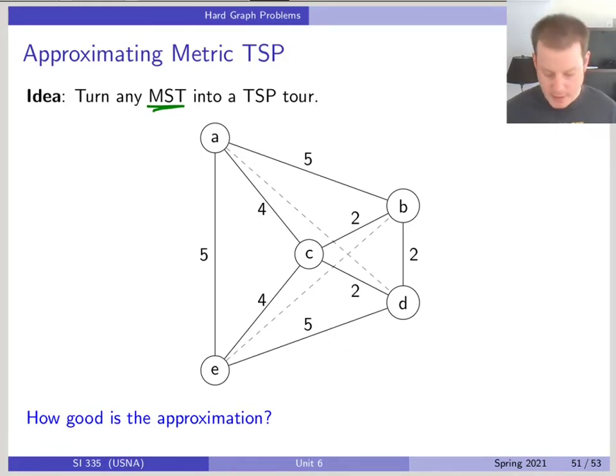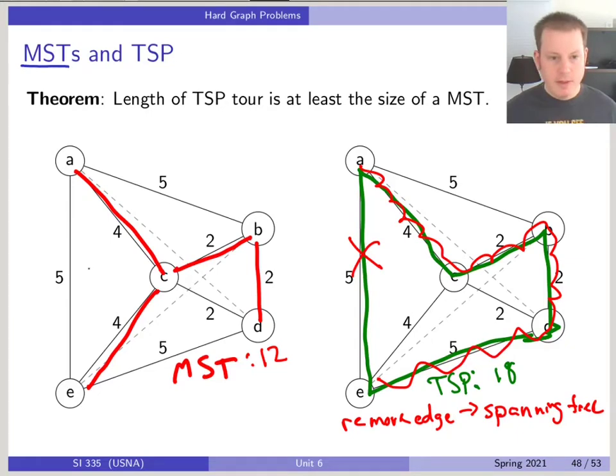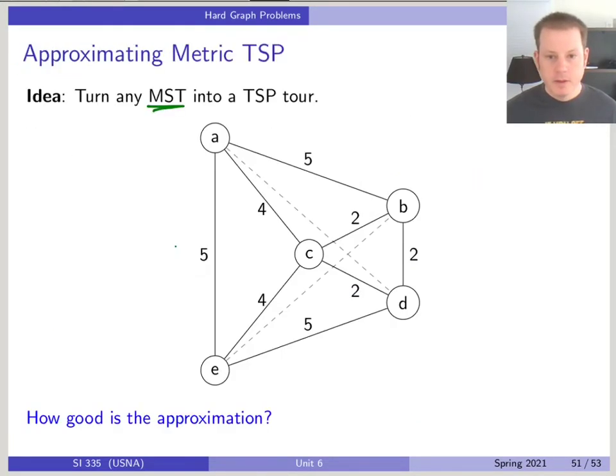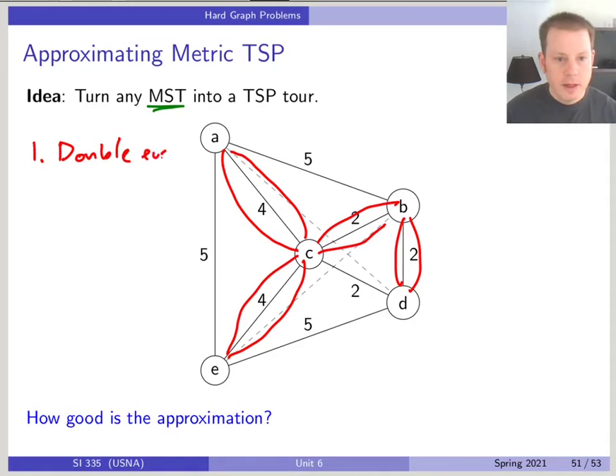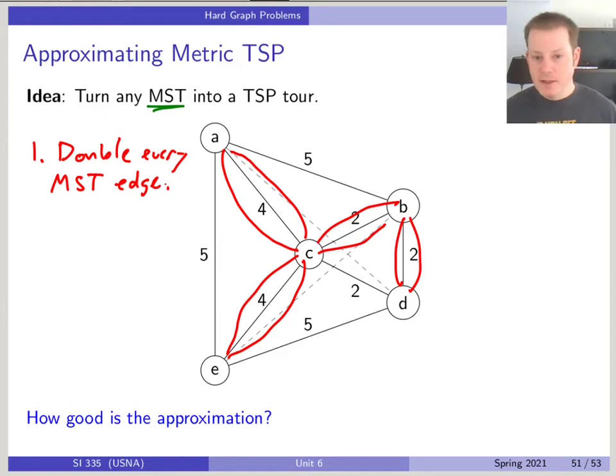So let's go back and remember the minimum spanning tree in this graph looks like this. Okay, so we're going to start with that. And what we do is we double all the edges in the minimum spanning tree. Because the problem is that with the normal minimum spanning tree, it's not a cycle, right? A minimum spanning tree is a tree. It can't have any cycles. So what we do is we double every MST edge. Now we have a cycle.